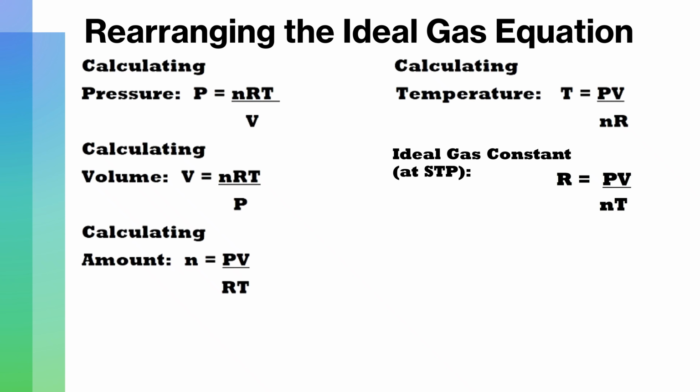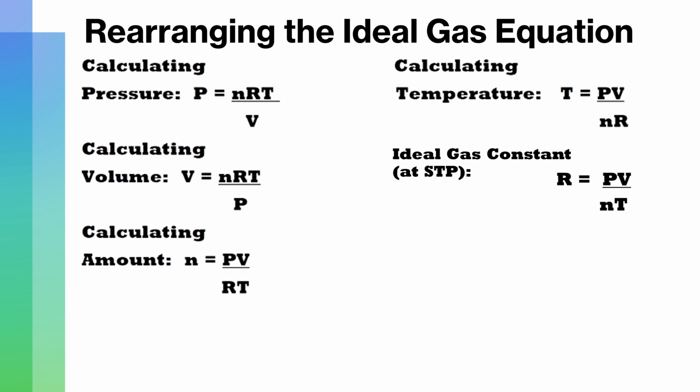Okay, so now we know what the ideal gas equation looks like. However, in order to calculate a particular variable, we have to rearrange the ideal gas equation to make the variable of interest the subject of the equation. Now, to do that, we're going to have to use a bit of algebra, which I'll demonstrate in a bit. But the main rearrangements that you're likely to use are as follows. For calculating pressure, it's P for pressure equals the amount in moles times the gas constant times temperature divided by volume.